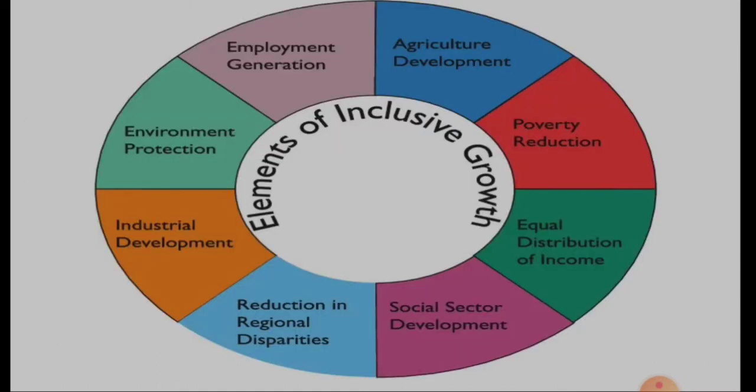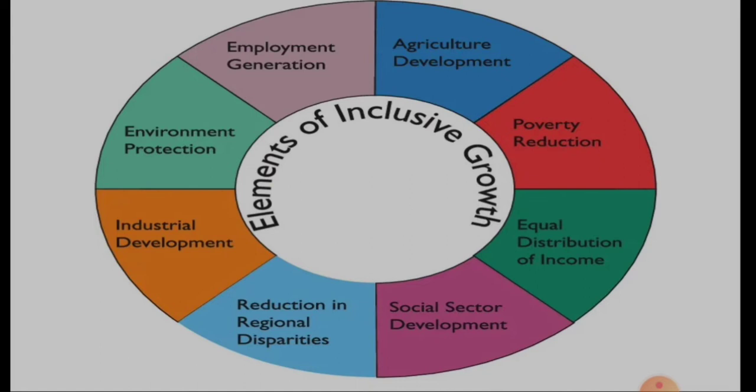Now we have looked at the features of inclusive development, but now we look at the elements of inclusive growth. So what are the elements that drive inclusive growth, which are important for inclusive growth of our country? They are firstly employment generation, then agriculture development, poverty reduction, equal distribution of income, social sector development, reduction in regional disparities, industrial development, and environment protection. So these are the elements of inclusive growth.